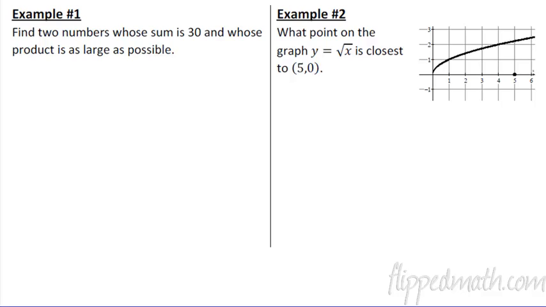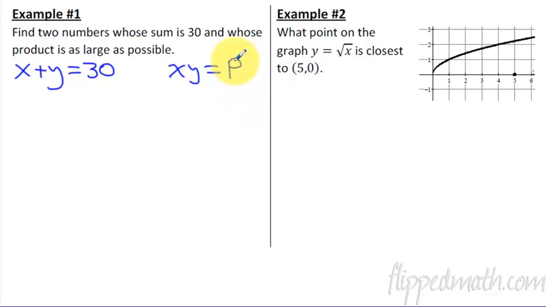Finding two numbers whose sum is 30. So let's just say I've got two different variables, x and y, two numbers that I don't know what they are, but if I add them up, I know I'm going to get 30. And then I also know that their product is going to be x times y. And I'll just say that that equals some capital P. P is going to stand for product.